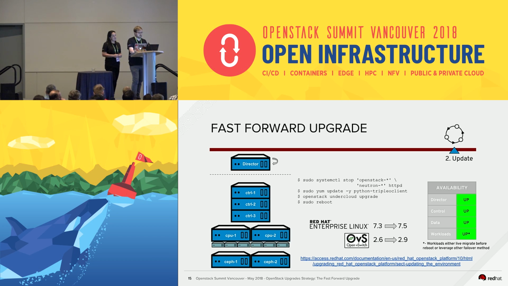You're stopping a couple of services, updating the TripleO client package, Python TripleO client package, and then running an undercloud upgrade and rebooting the node, obviously. For the rest of the overcloud, it's a rolling update. We have a HA control plane here in this example, so we can go one at a time through the control plane, ensuring that the other 2 nodes remain up and that we still have a control plane during this.